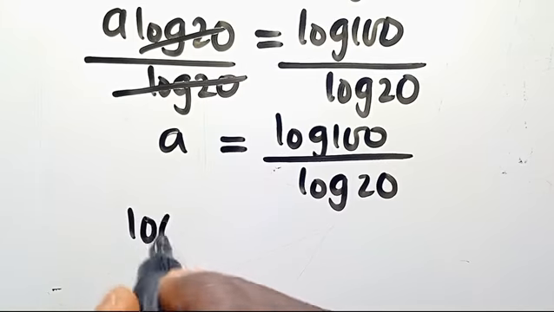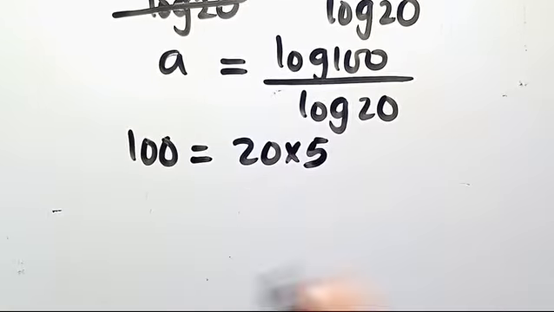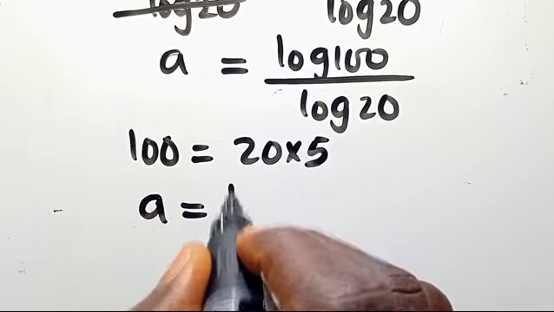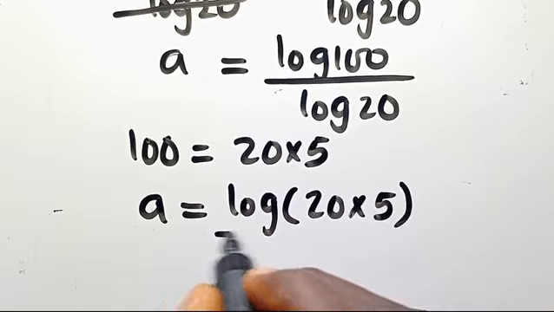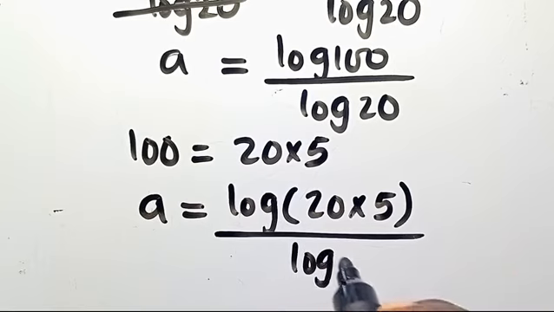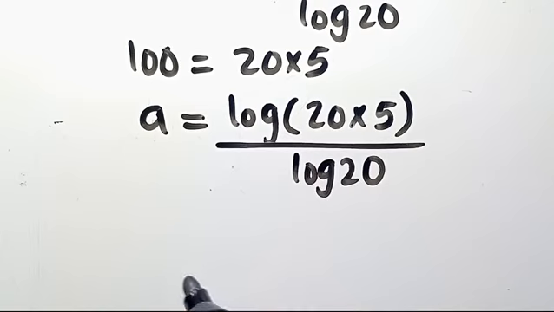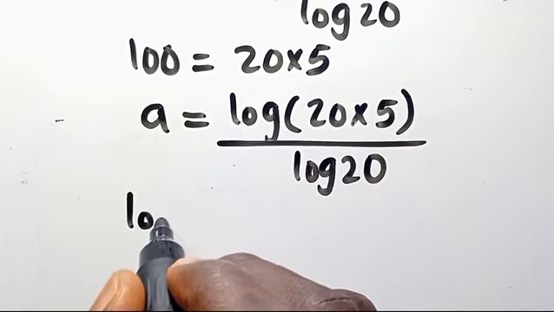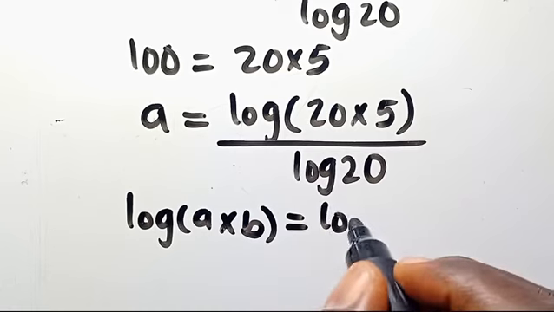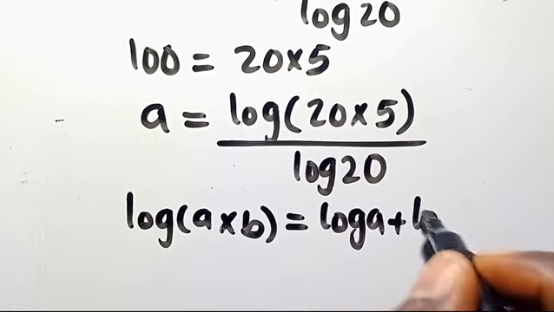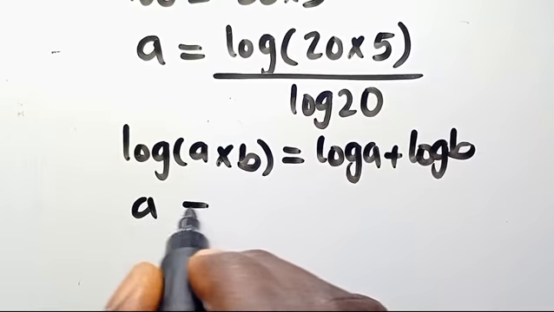So we can have 100 as 20 times 5. So a equals log 20 times 5 over log 20. Now, when you also have log a times b equals log a plus log b.